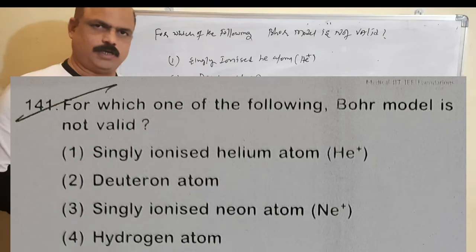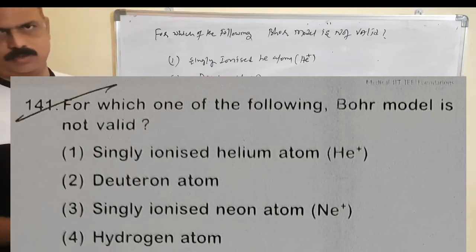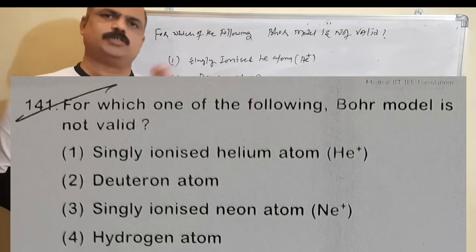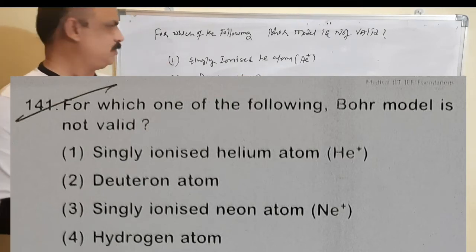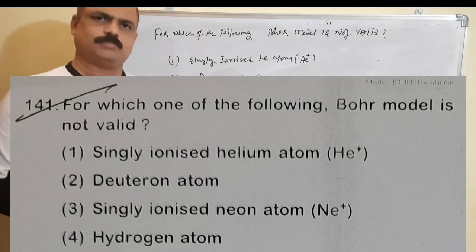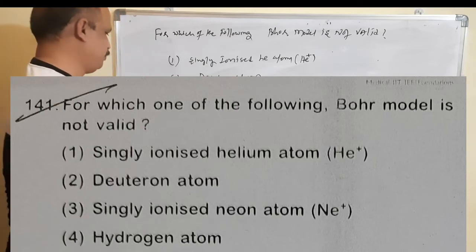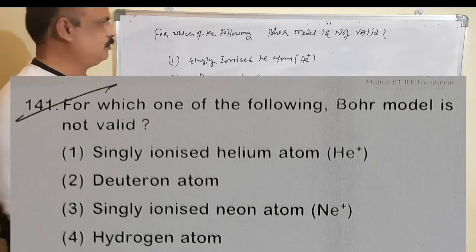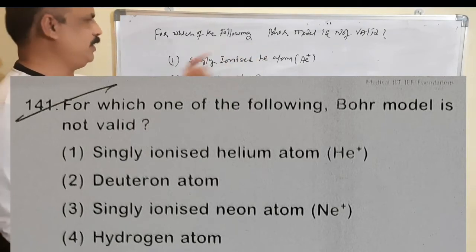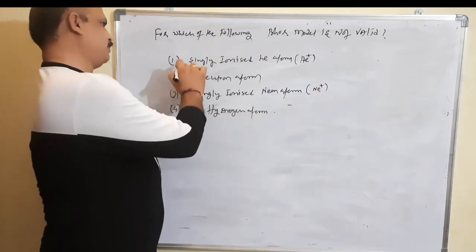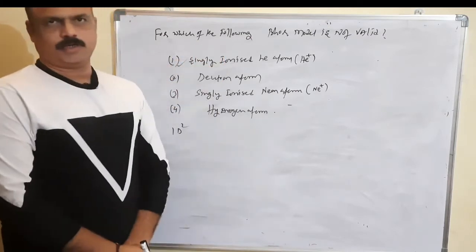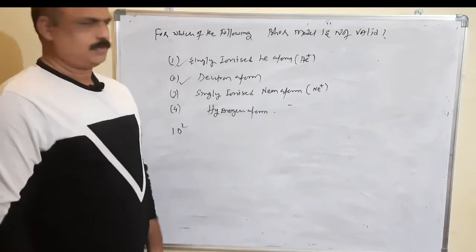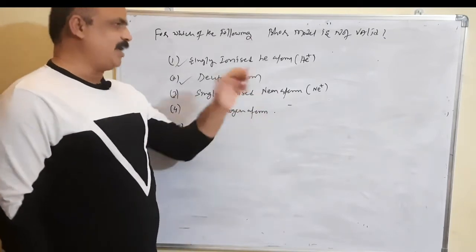We know that in a helium atom there are 2 electrons. Singly ionized helium atom means 1 electron is removed, only 1 electron is left. Deuteron atom, 1D2, there is 1 electron. So Bohr's model is valid for this singly ionized helium atom, this deuteron atom, and also the singly ionized neon atom.